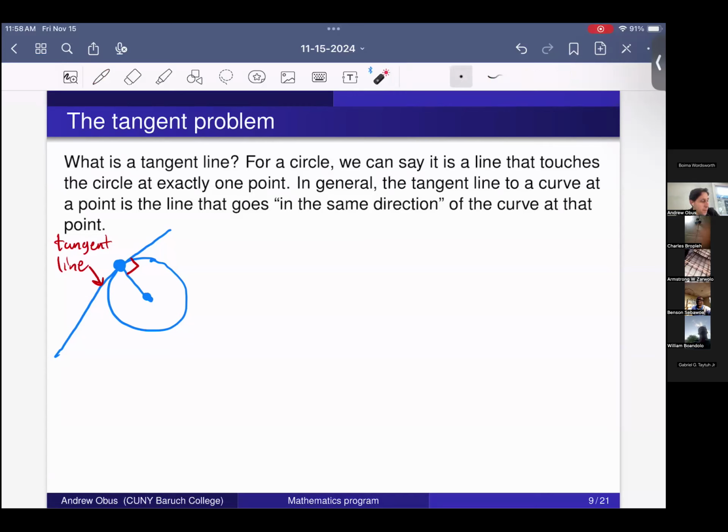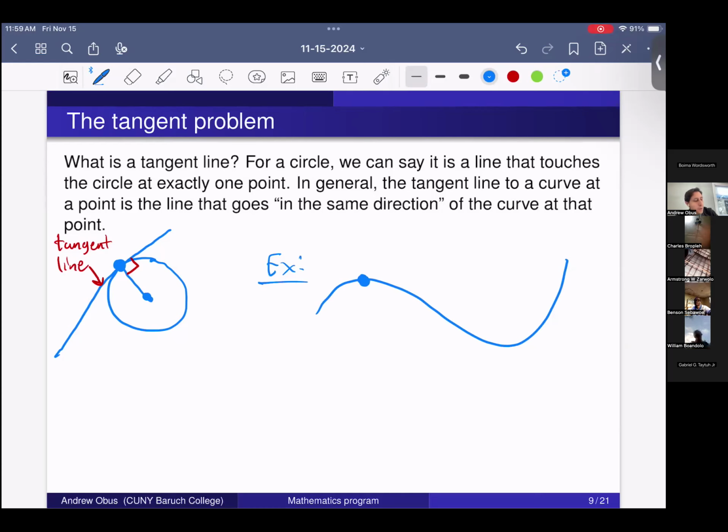Now, the problem with this whole picture is that, for circles, this is great. The tangent line hits the circle at one point. But for most other graphs, this definition just doesn't work. So here's an example. Let's say I take this curve, and I want to understand the tangent line at this point.